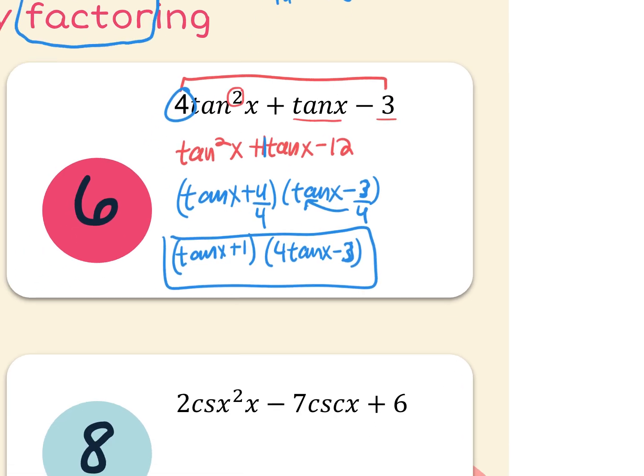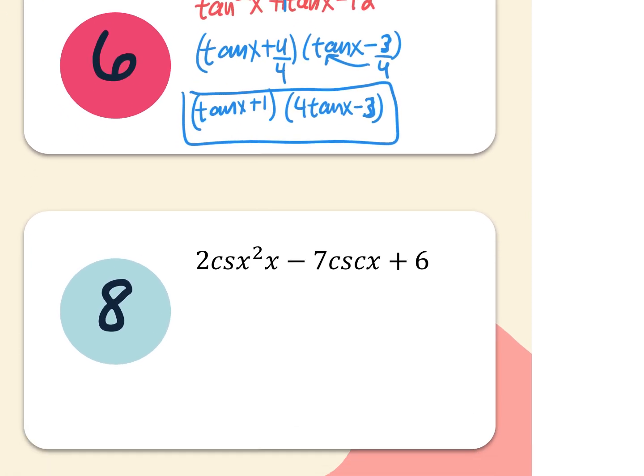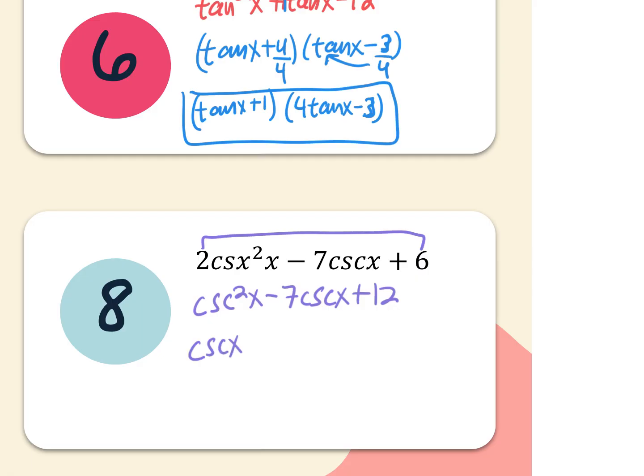All right, we can try the exact same thing with the next one. The next one also looks like a quadratic, so let's factor it as such. Let's do 2 times 6, and we get 12. So we get cosecant squared of x minus 7 cosecant x plus 12. All right, so factors of 12 that add to negative 7 are -4, -3. So we're going to get a cosecant of x minus 4, a cosecant of x minus 3.